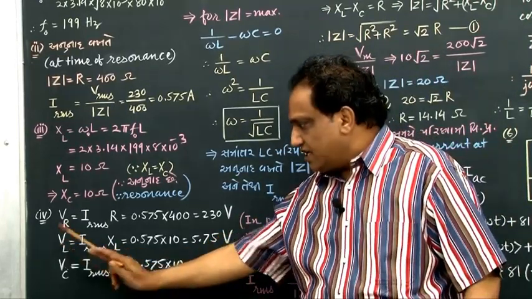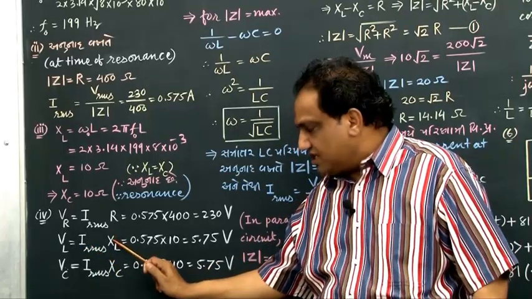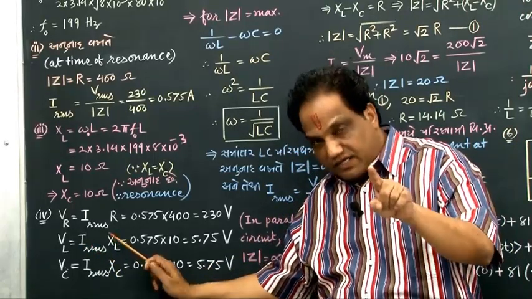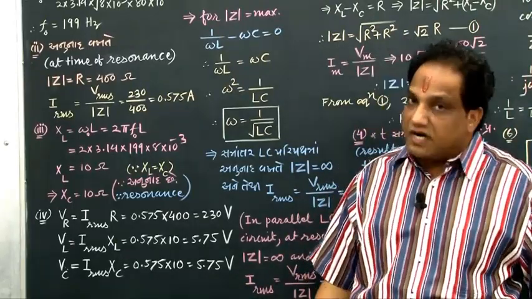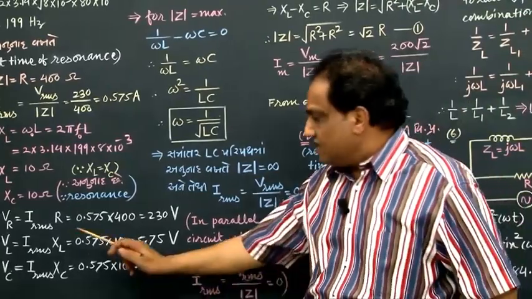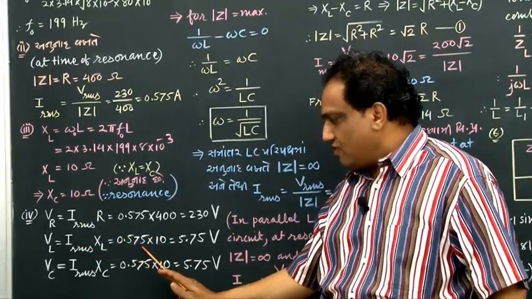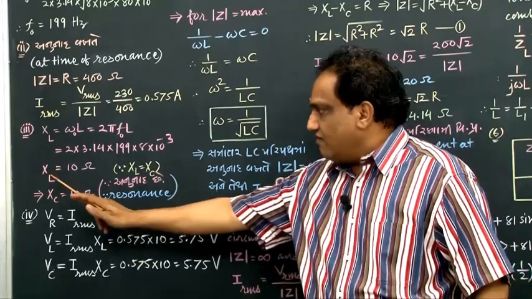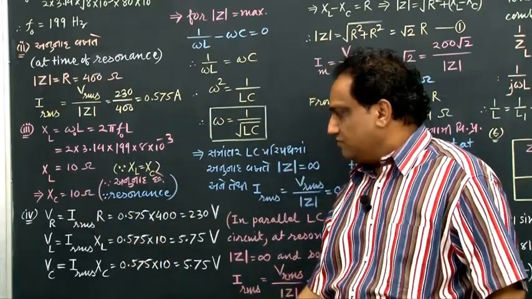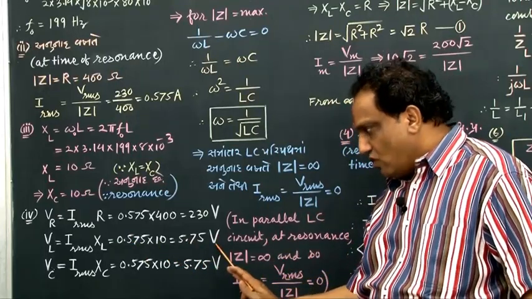What about voltage across inductor? It is again IRMS into the resistance provided by the inductor. The effective resistance provided by the inductor is nothing but the magnitude of inductive reactance, which is XL. Come on, IRMS is 0.575 ampere. XL we have found out it is 10 ohm. This multiplication is 5.75 volt.